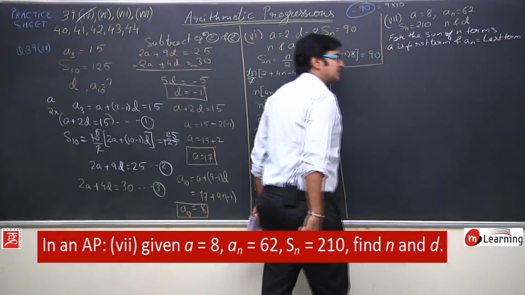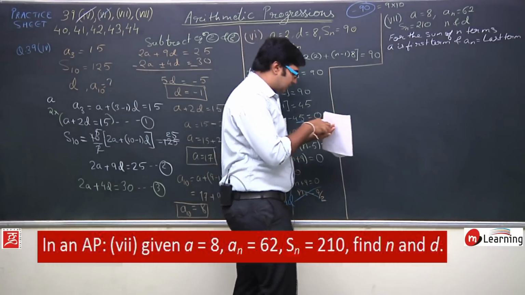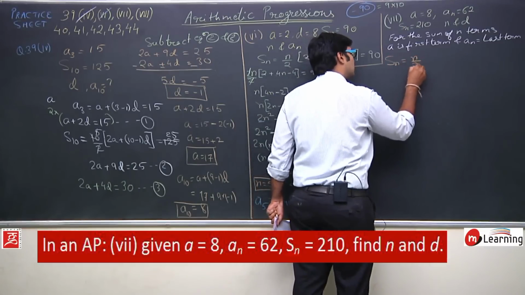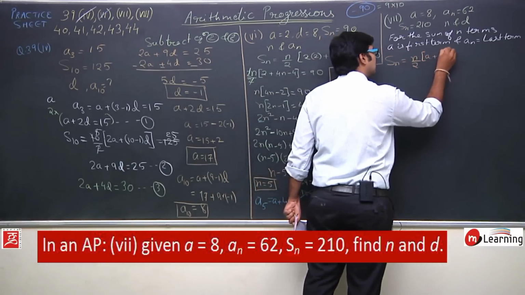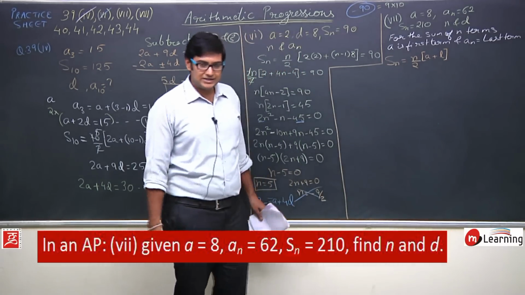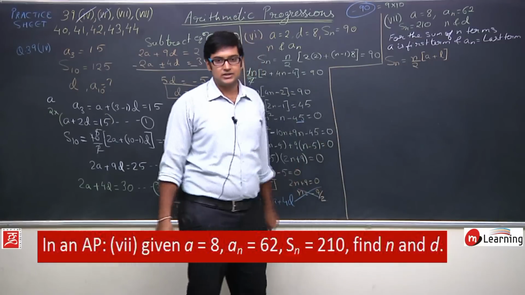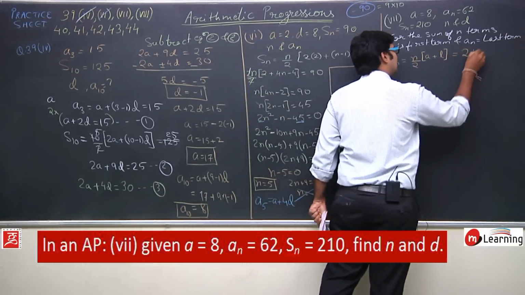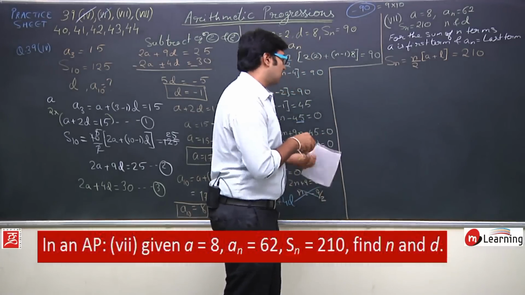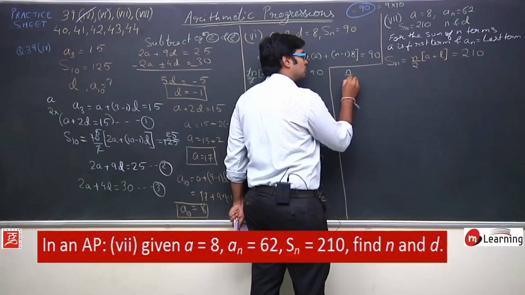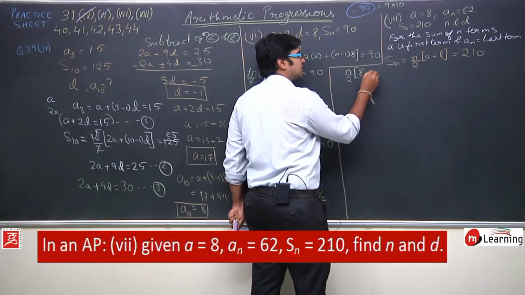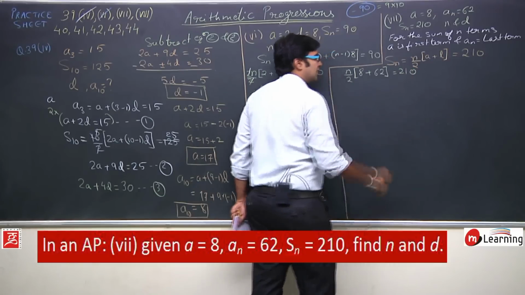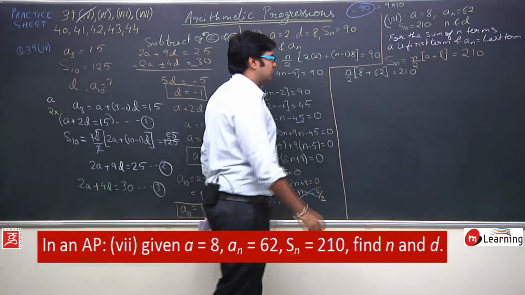Now if an is the last term, I can write the sum of n terms as Sn is equal to n by 2 times the bracket a plus l, where a is the first term and l is the last term. We know the value of Sn is 210. So n by 2 times the bracket, a is 8 plus an is 62, equals 210.